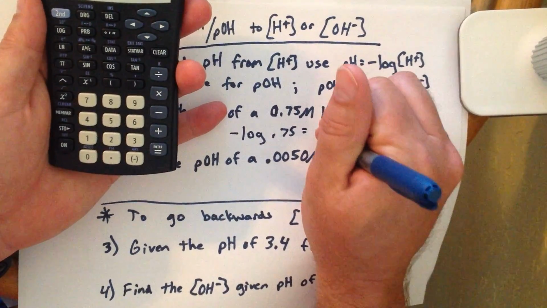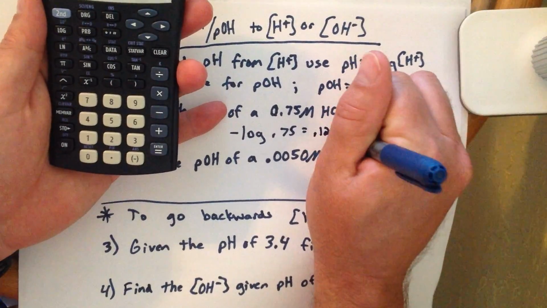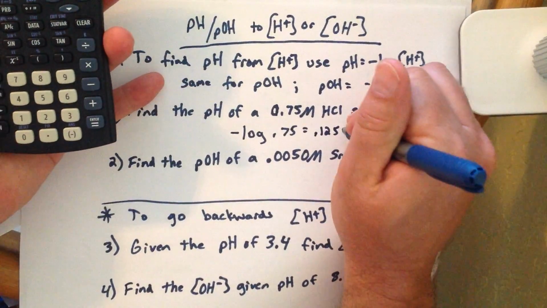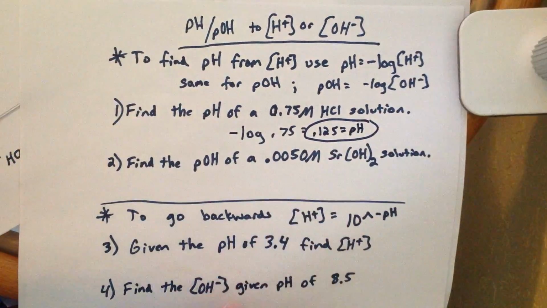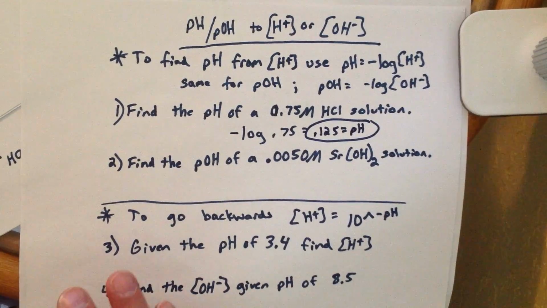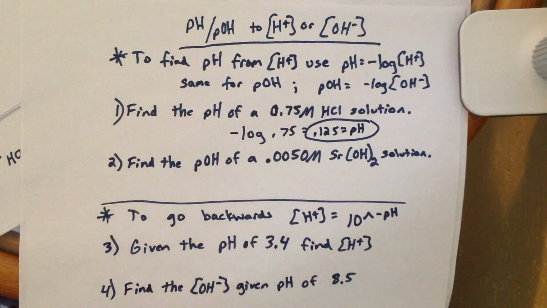I'm going to use 3 sig figs there. 0.125 is my pH. Notice there's no unit on that pH. I know that probably bothers you. It bothers me. But there's no unit on that pH.